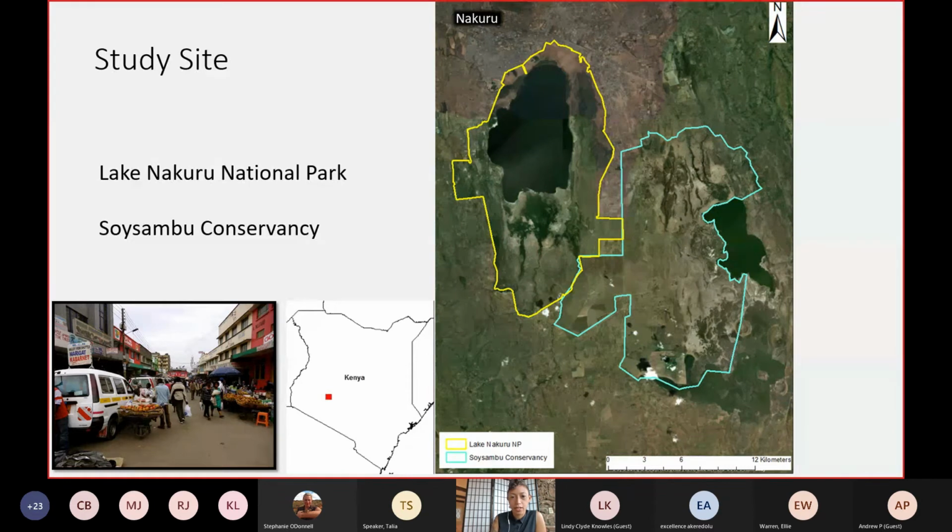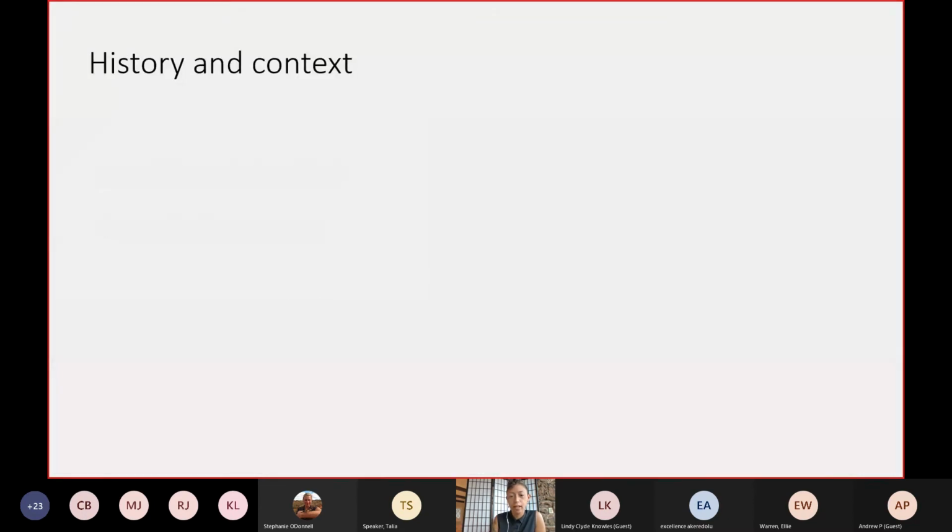Then Nakuru City to the north is one of the fastest growing cities in East Africa. It's directly adjacent to the national park. There's also a lot of dense development and immigration of people in the region around these two protected areas. I'll give you some context, since it's really important for the participatory mapping aspects. As you saw on the previous slide, the national park and the conservancy function as ecological islands amid an influx of development and land subdivision.